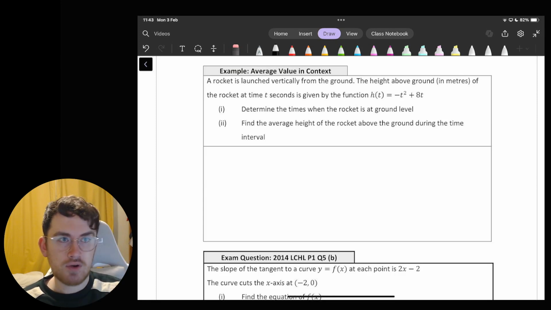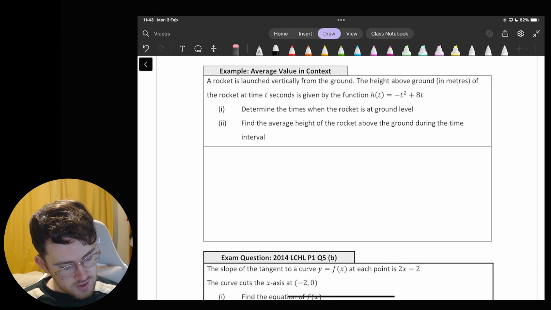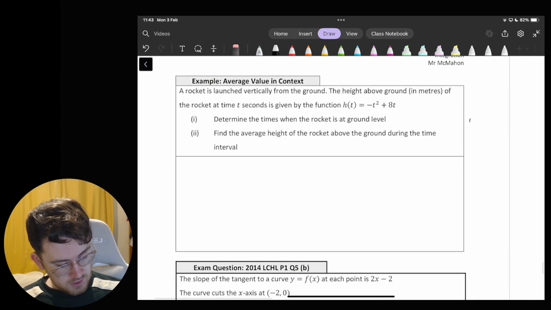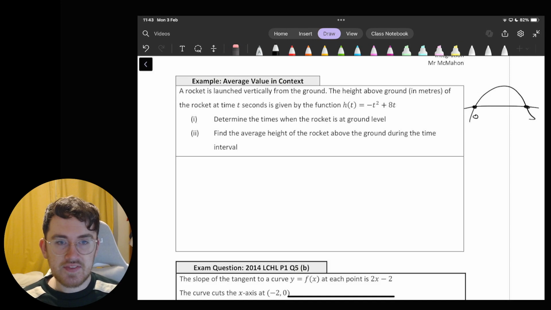So it could be the average profit, it could be, as we see here, the average height that the rocket is above the ground. So there's a number of different ways. We'll see some more even in the examples we get into, but just to know that it can come up in that sort of way as well, maybe as a smaller part in a longer question, as opposed to just being its own question. So a rocket is launched vertically from the ground. The height of the rocket in meters at time t is given by the function. So we're looking at a negative quadratic function, which makes sense. We're expecting that it's launched here and then it lands at the other point here.